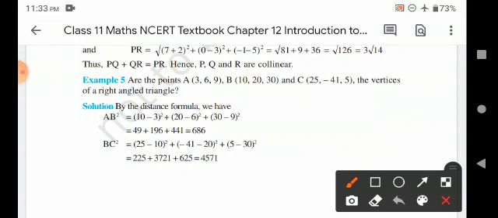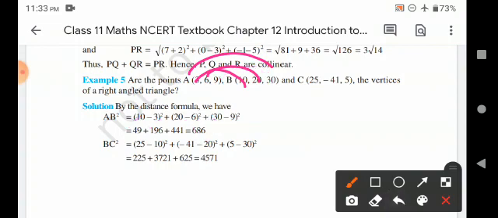For that, let me consider the first point A, another point B, next is the third point C. Again, by using the distance formula, we have to show that these are the vertices of a right angle triangle. Now let me find out AB. AB square is equal to 10 minus 3 the whole square plus 20 minus 6 the whole square plus 30 minus 9 the whole square. That is nothing but 49 plus 196 plus 441. Therefore, AB square is equal to 686.